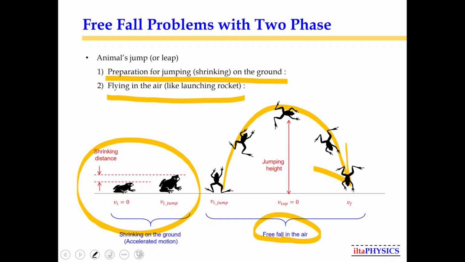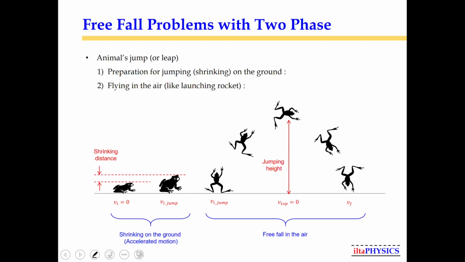The stage where the frog crouches and then extends its body is one instance of constant acceleration motion. Then, from the moment it pushes off the ground and jumps up until it falls back down, that's free fall motion, which we can calculate using the same ideas we used in the previous chapter. We'll go over the detailed problem solving in the next lecture.